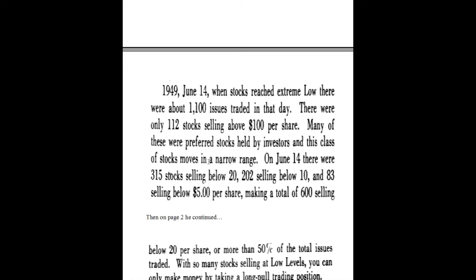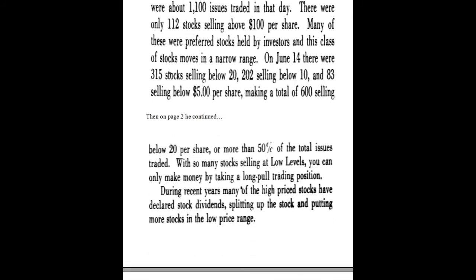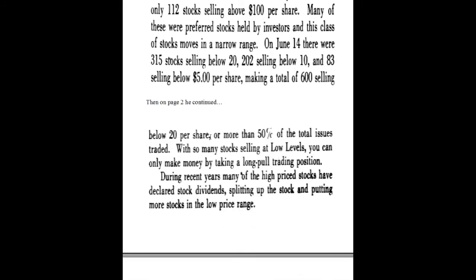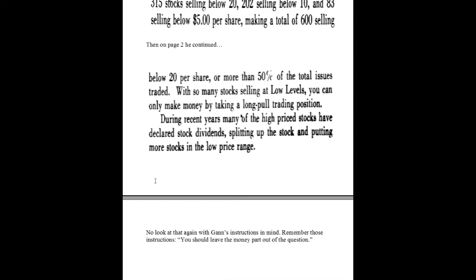On June 14th, there were 315 stocks selling below 20, 202 selling below 10, and 83 selling below $5 per share, making a total of 600 selling. Then he continues on page 2, below 20 per share, or more than 50% of the total issues traded. With so many stocks selling at low levels, you can only make money by taking a long pull trading position. During recent years, many of the high-priced stocks have declared stock dividends, splitting up the stock and putting more stocks in the low price range.